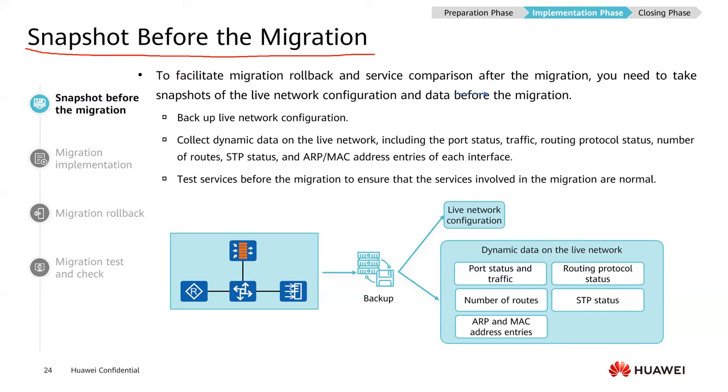And to facilitate migration rollback and service comprehension after the migration, you need to take a snapshot of live network configurations and data before the migrations. Back up live network configurations, and you can collect all the dynamic data. For example, the traffic, the routing protocol status, the number of routers, all the things you can collect before the migrations. And you need to test the service before the migrations.